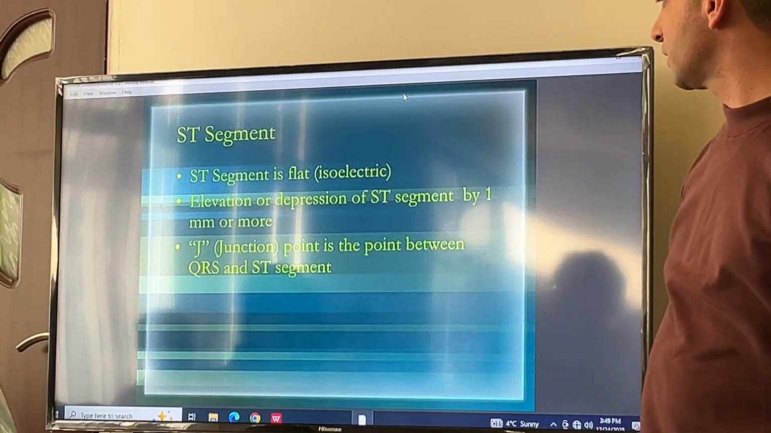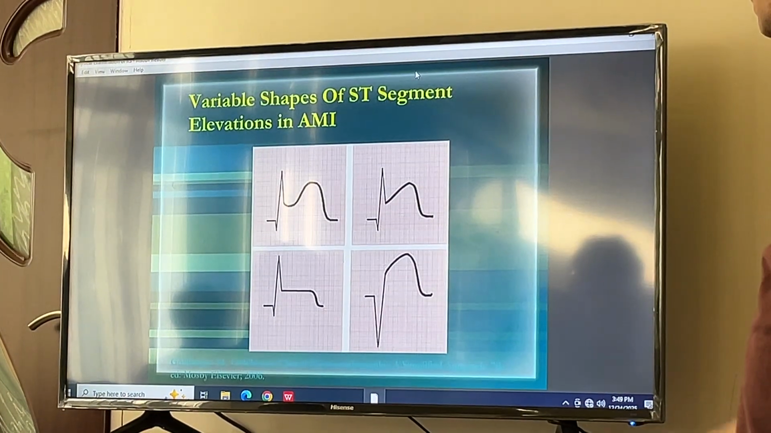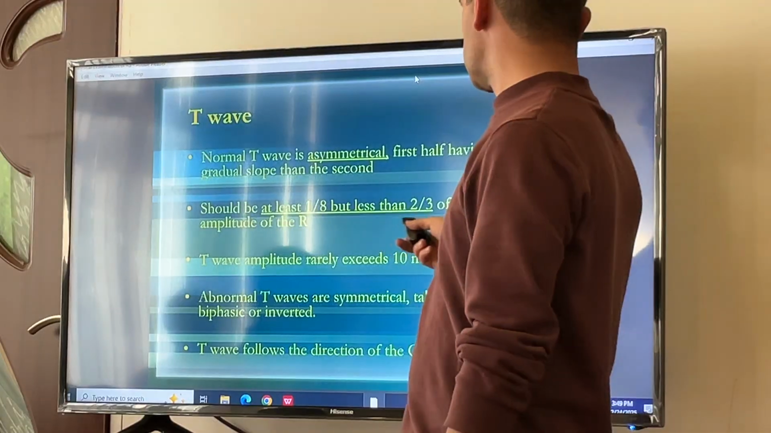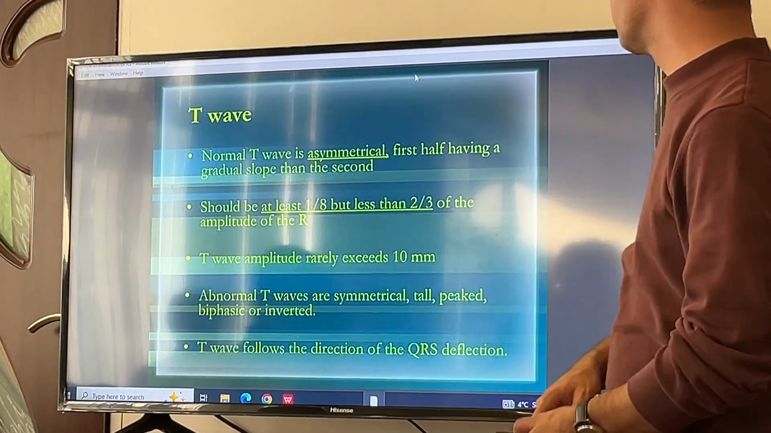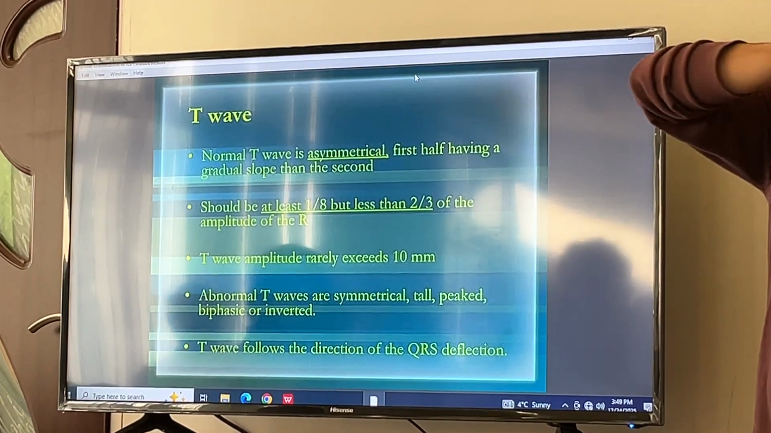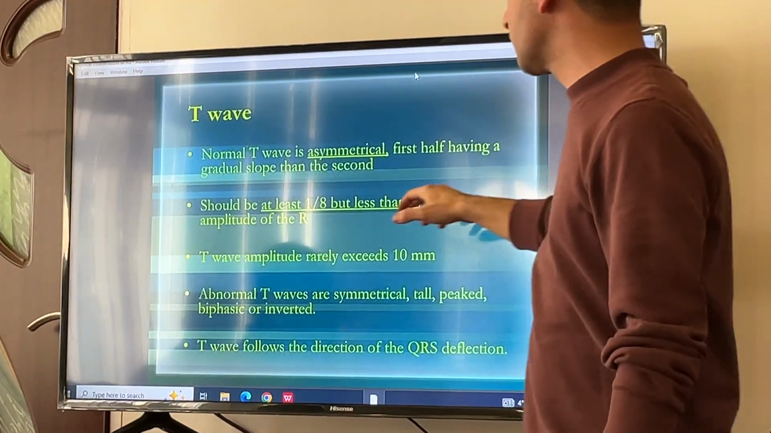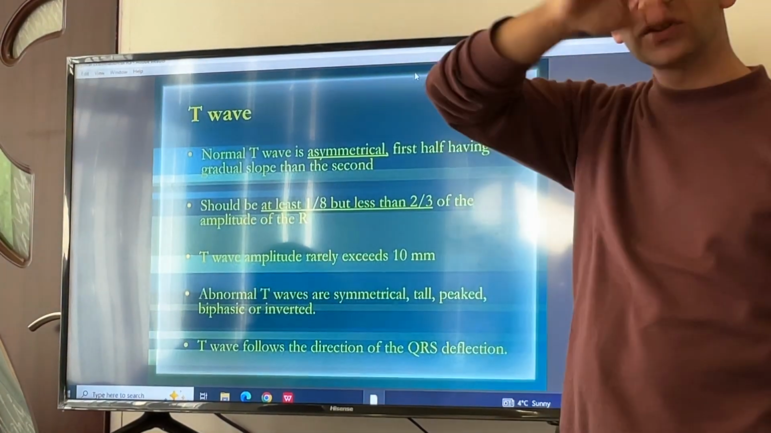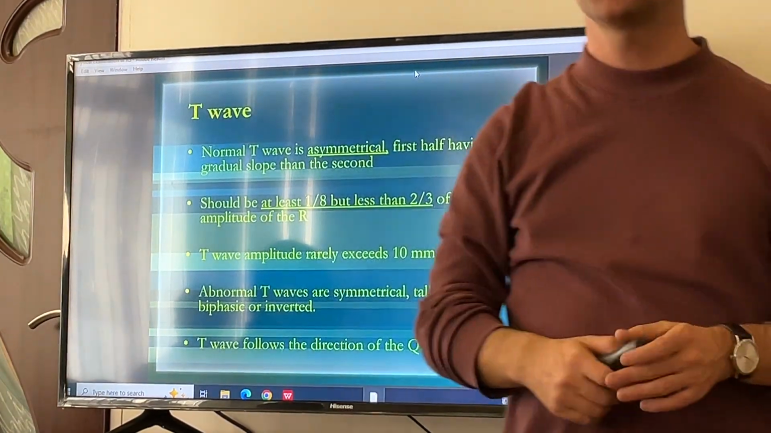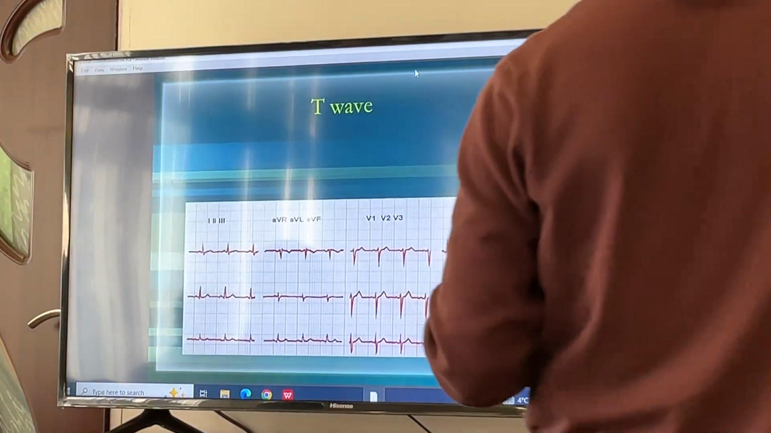The ST segment is flat; we start from the J point. Variance of the ST segment, elevation, occurs with myocardial infarction. The T wave should be at least 1/8, but less than 2/3 of the magnitude of the R wave. Remember, the T wave is asymmetrical: the upward slope and downward slope are not the same. The first half has a gradual slope, then the second. If it is too symmetrical, it may be seen in coronary artery disease. That's why we distinguish it from pathology.